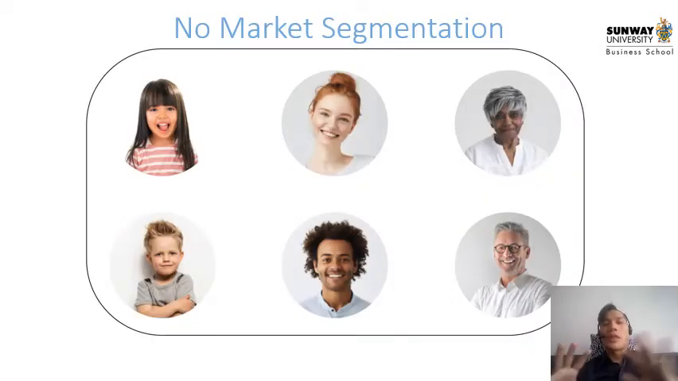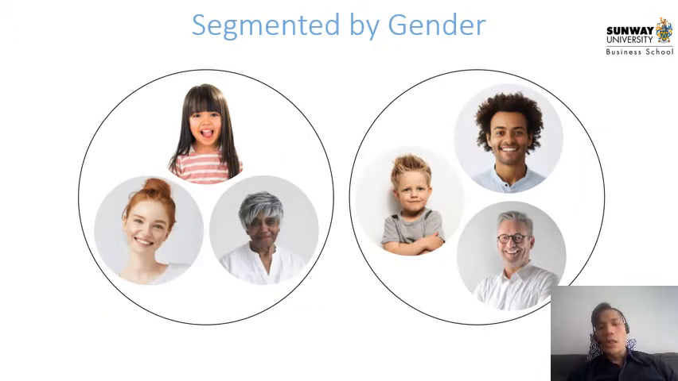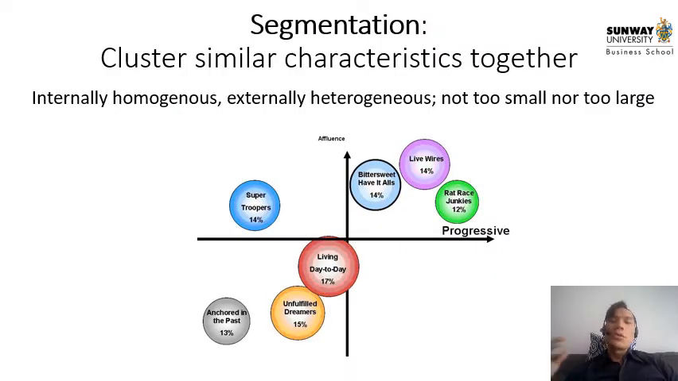So imagine there's no market segmentation for a market with a lot of different types of people, ages, and adults. How would you segment this kind of market? Well, we can either segment them by generation in terms of their ages, young, middle, or old, or we can segment them by gender, male or female. There are many ways that we can segment data, but the most important thing is that when we choose our segmentation strategy, we must make sure that the clusters have similar characteristics, internally homogeneous and externally heterogeneous.